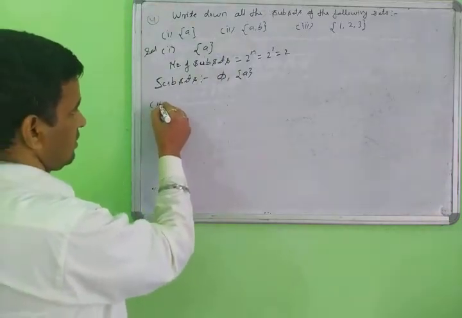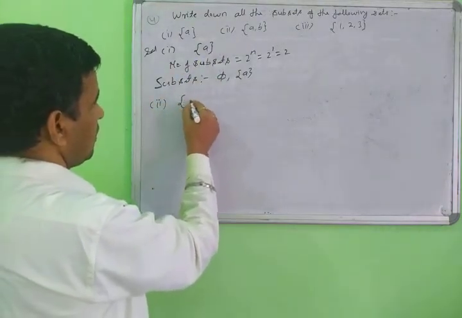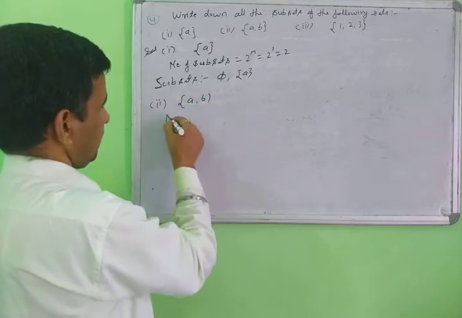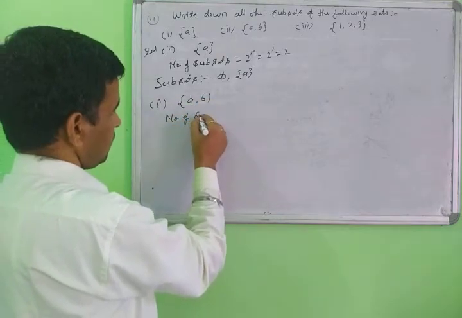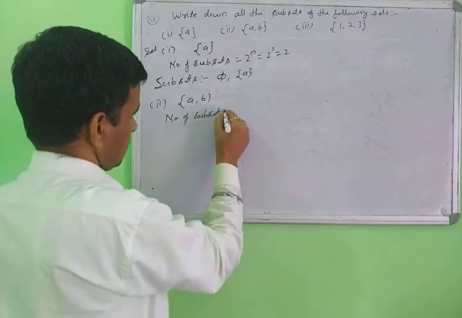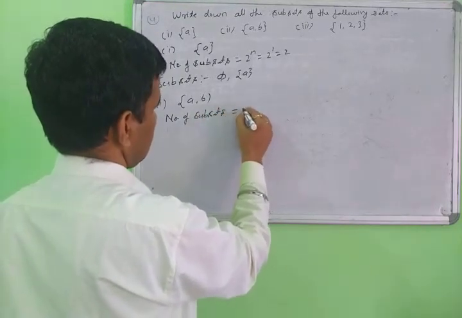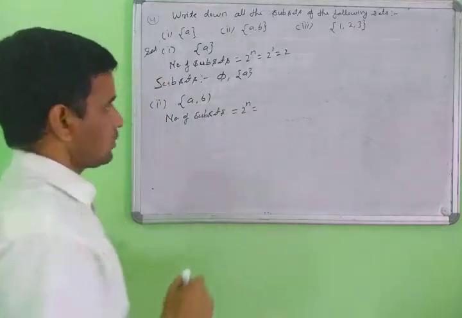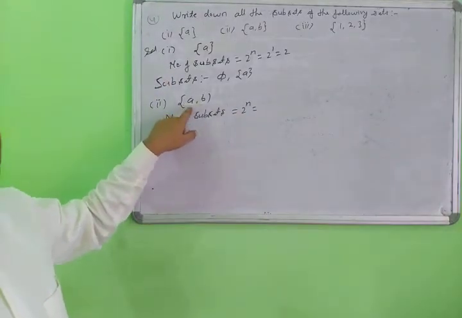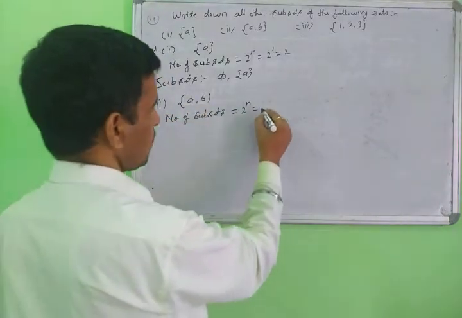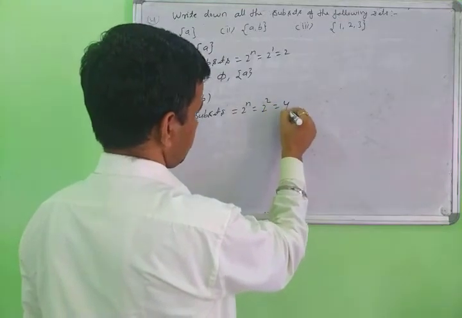Second part. First you write how many subsets: 2 exponent n. And how many elements here? 2 elements. So 2 elements gives 2 exponent 2, which is equal to 4.